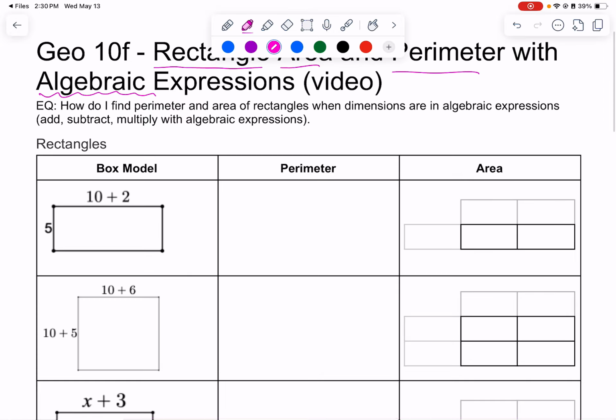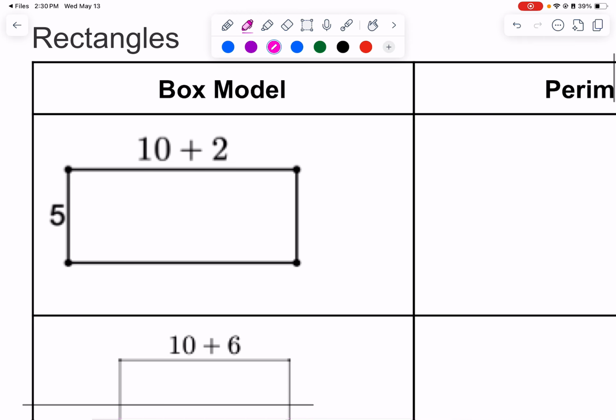Let's start with things that you actually did earlier in your school with math, where you looked at just using numbers. So here I have a vertical height of 5 and a horizontal length of 10 plus 2. Well, first of all, if this is a rectangle, I can copy and paste those measurements to the sides that are opposite them. So I can have 5 on both the verticals and 10 plus 2 on both the horizontals as well.